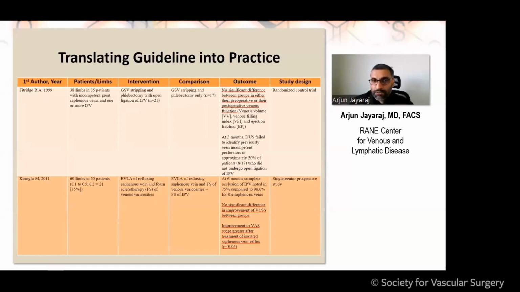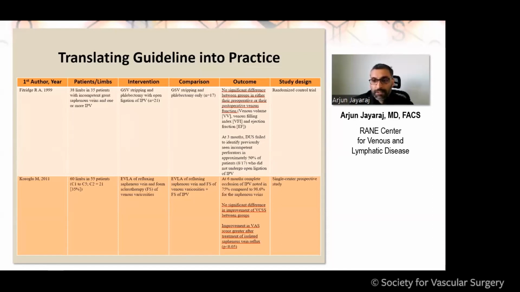A third randomized trial actually looked at great saphenous vein stripping and phlebectomy with open ligation of the incompetent perforator vein versus great saphenous vein stripping and phlebectomy only, and they found there to be no significant difference between the groups in either the preoperative or the postoperative venous function.